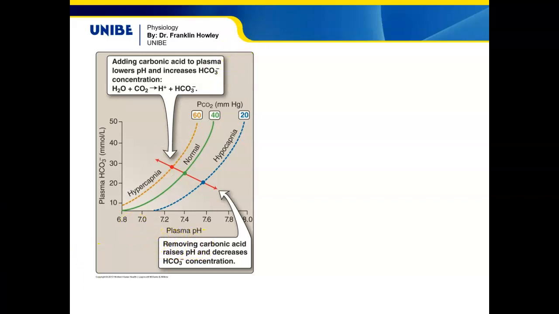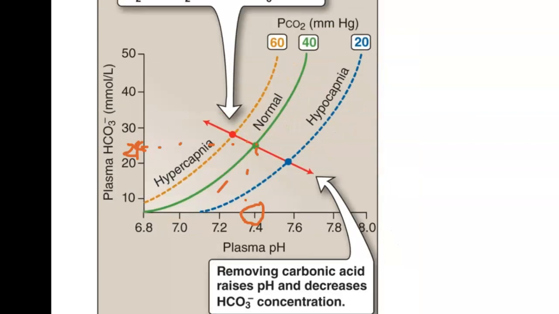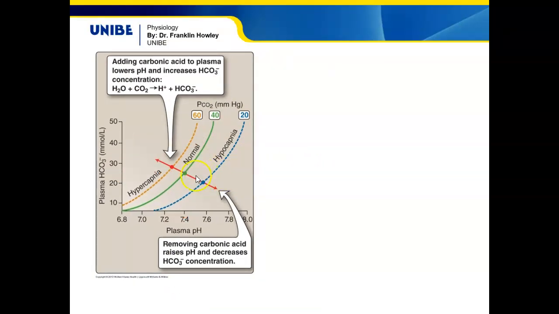We can see here that we have pH on the x-axis, and we know that 7.4 should be the normal value of pH. Then we have plasma bicarbonate on the y-axis, which should be 24. The joining of these together should give me a curve, and this curve is going to be for a partial pressure of CO2 of 40.